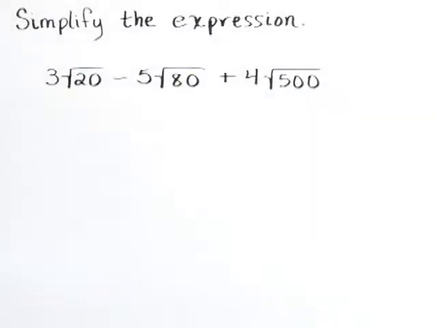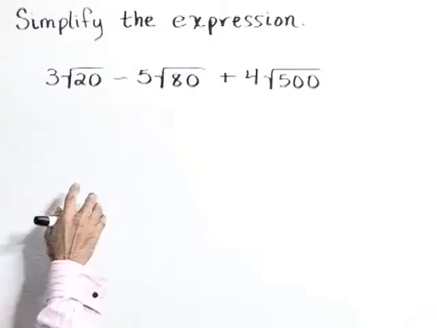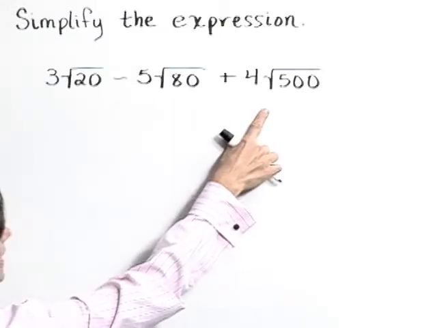Simplify the expression 3 times the square root of 20 minus 5 times the square root of 80 plus 4 times the square root of 500. Well, notice that our terms are not alike.